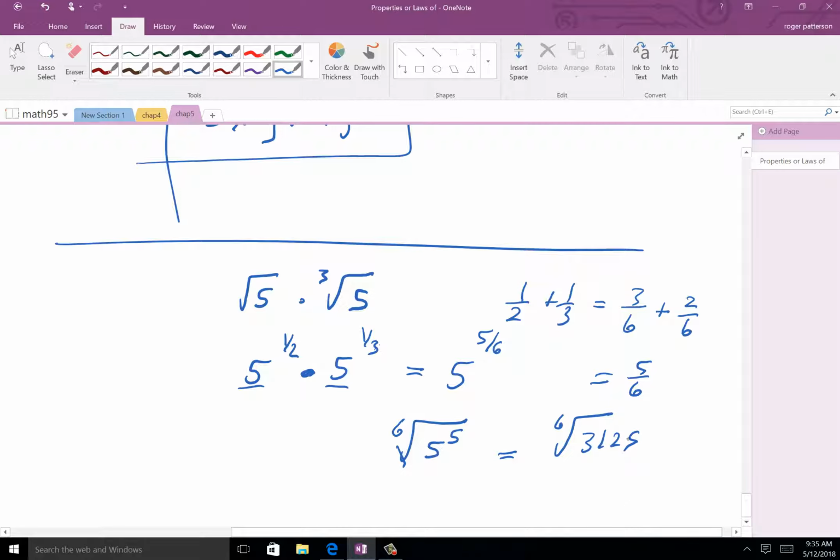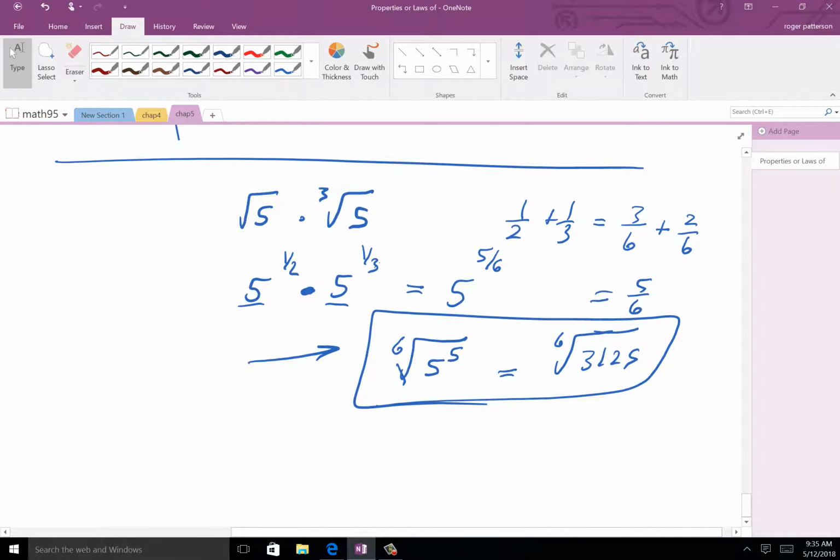Okay. So either one of these answers is acceptable to me. It doesn't matter. I'm more interested in that you can actually do that. So when these things are different, then we have to get that common denominator. All right. Let's try another one.